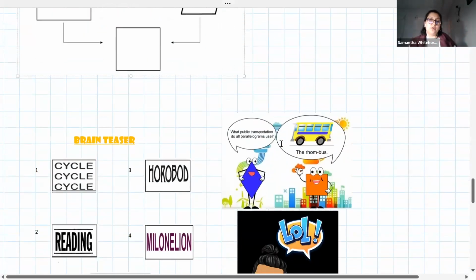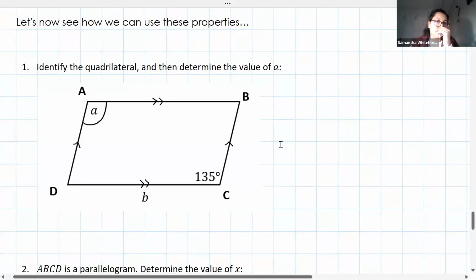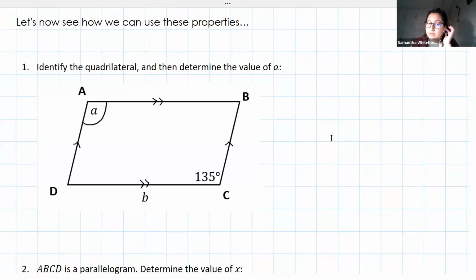All right, so we're not going to do a brain break. We don't have time for that, but let's see how we can start to use these properties. I'll give you a second to have a look at this. The question says, identify the quadrilateral and determine the value of A. So I want you to have a think. What type of quadrilateral is it? And can you give me A's value? I just have some questions that have been asked that I want to answer.